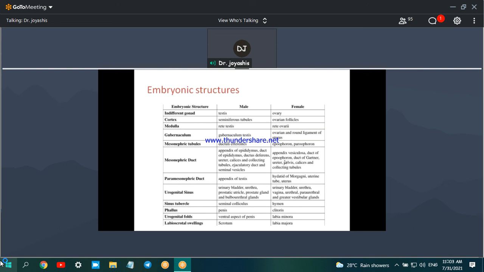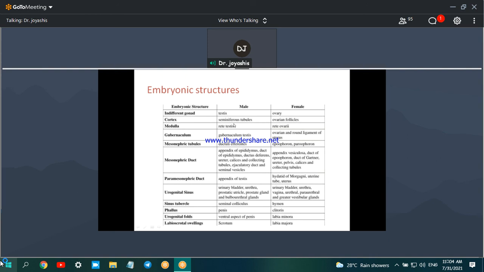Mesonephric duct in the female gives rise to the appendix vesiculosa, duct of the epoophoron, duct of Gartner, ureter, pelvis, calyces, and collecting tubules. The paramesonephric duct gives rise to the appendix of testes in the male, and in the female, the uterine tube and uterus. Urogenital sinus gives rise to the urinary bladder, urethra, prostatic utricle, prostate gland and bulbourethral glands in the male, and urinary bladder, urethra, vaginal, urethral, paraurethral and greater vestibular glands in the female.